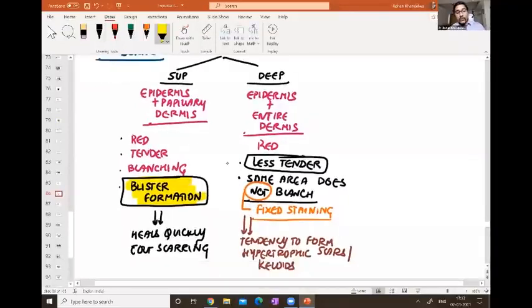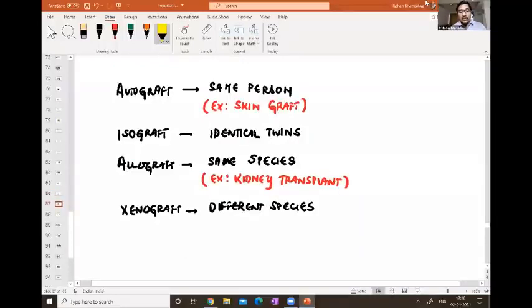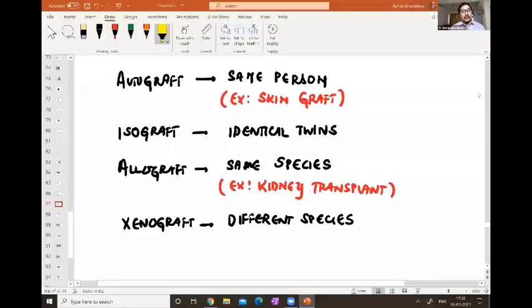I've already told you about third and fourth degree burns. Again, a very important question asked in the FMG exam is autograft, isograft, allograft, and xenograft. Autograft is when you take the graft from the same person, like a skin graft. Isograft is when you take it between identical twins. Allograft is the same species, and xenograft is different species. You should know these definitions.